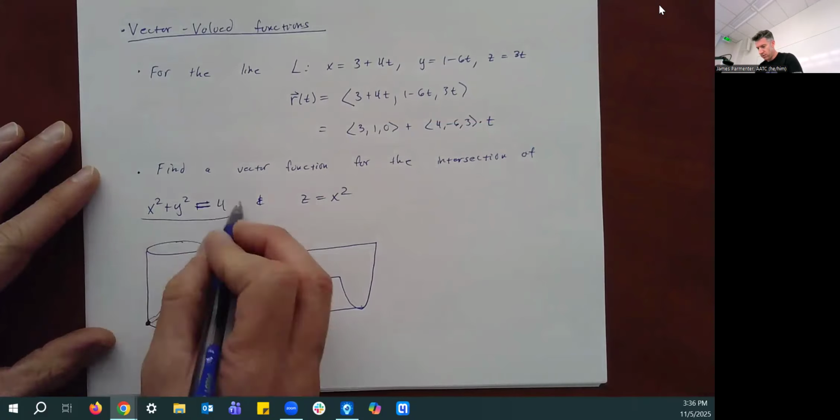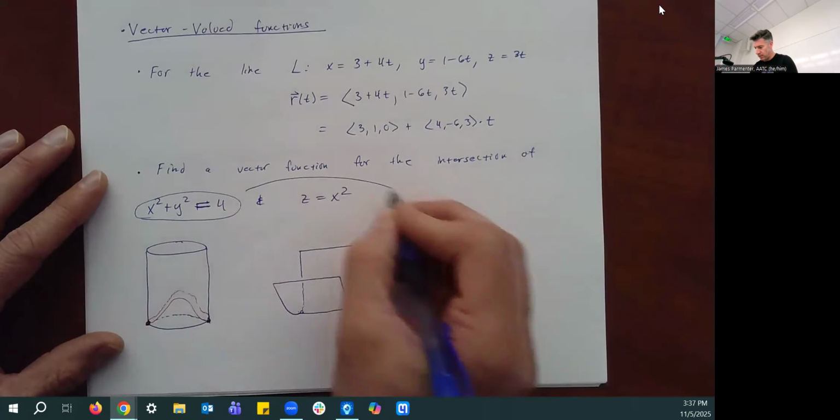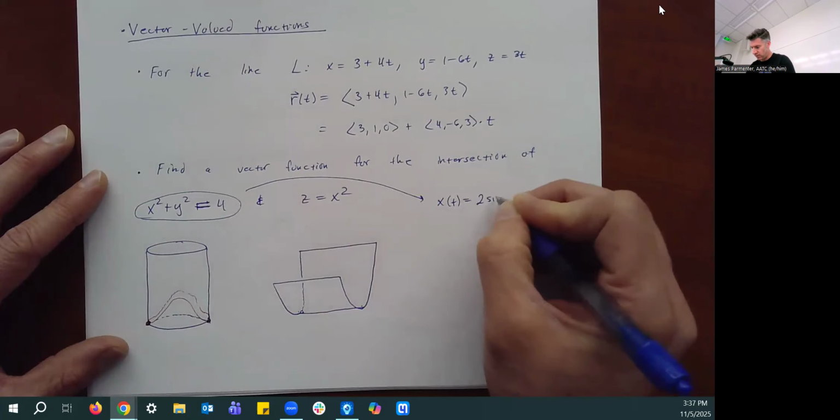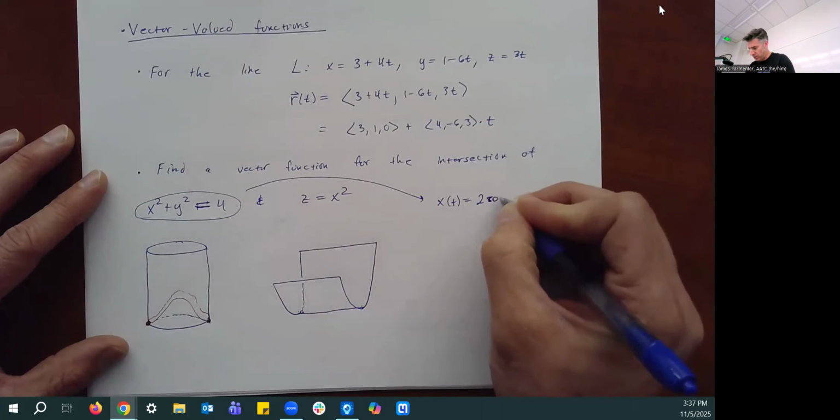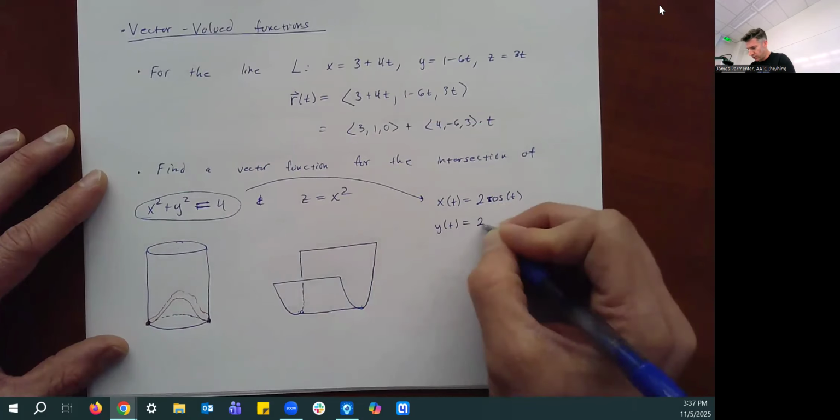This cylinder we can parameterize. Really any circle is super easy to parameterize. You let x or y be your radius times cosine and the other one be your radius times sine. So one way to deal with this part is to say x of t is equal to 2 cosine of t, because that's pretty typical, and y of t equals 2 sine of t.